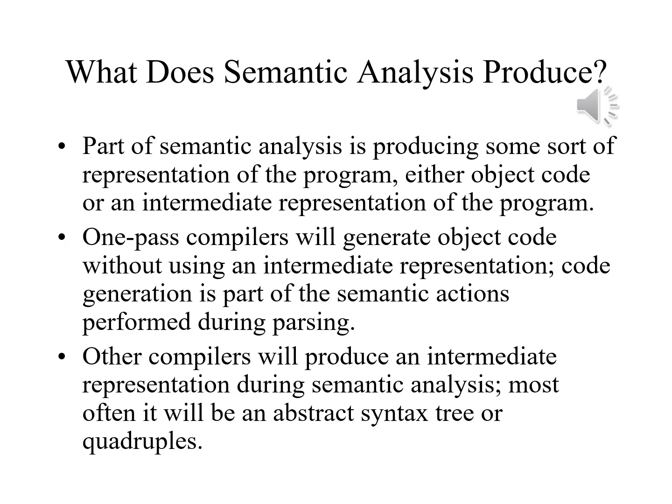Part of the job of semantic analysis is producing some sort of representation of the program, either object code or an intermediate representation of the program. One-pass compilers will generate object code without using an intermediate representation. Code generation is part of the semantic actions performed during parsing in this case. Other compilers will produce an intermediate representation during semantic analysis. Most often, this will be an abstract syntax tree or something like quadruples.